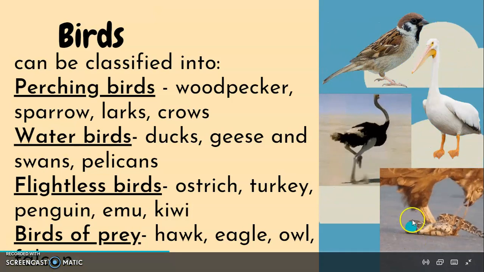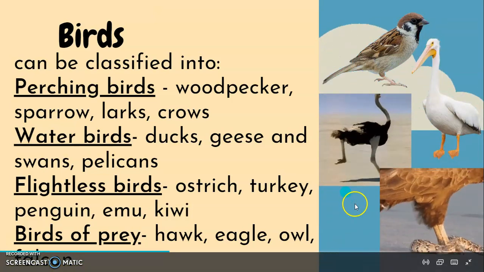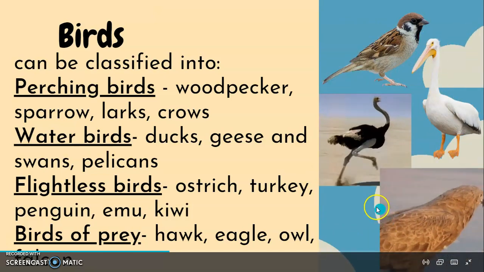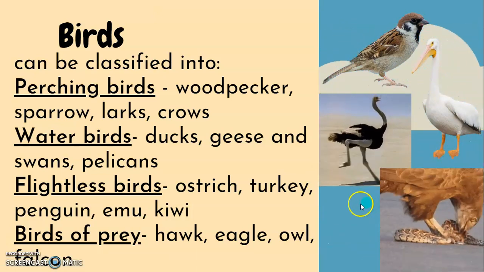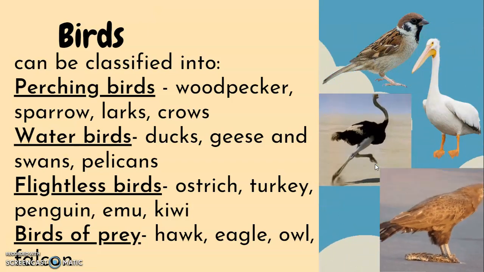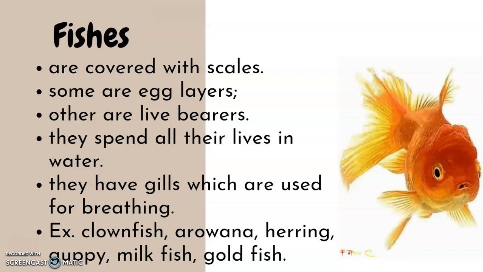So, ang example dito ay ang eagle. Yung nakikita natin sa larawan ay yung agila na kinakain niya yung snake. So, eagle is the predator while the snake is the prey. So, tandaan natin ang 4 na klase ng birds. Dako na tayo sa pangalawa, ang fishes.